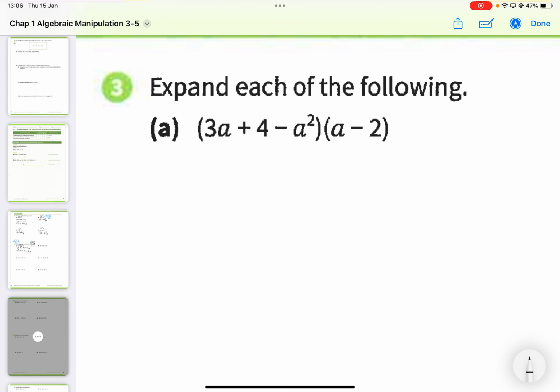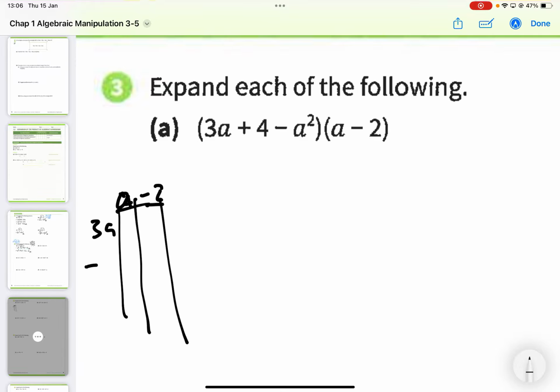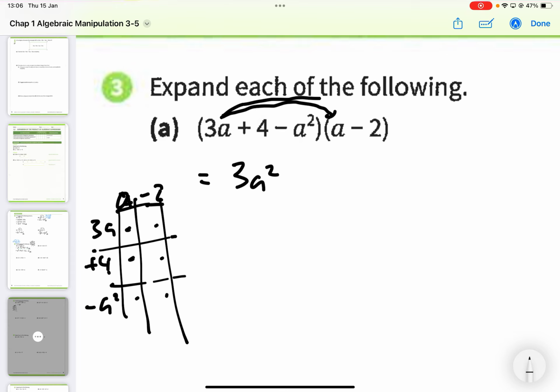Okay, so when I have 3 terms inside the bracket, it is like just now the box. Here got A, here got -2. This time I have 3A, I have +4, I have -a square. So now I should have 6 terms added together. Okay, 1, 2, 3, 4, 5, 6. But I'm not going to go and draw all the grids. What I need to do is also the same, rainbow. 3A need to multiply the first one to get my 3A square. 3A multiply second one to get my -6A.